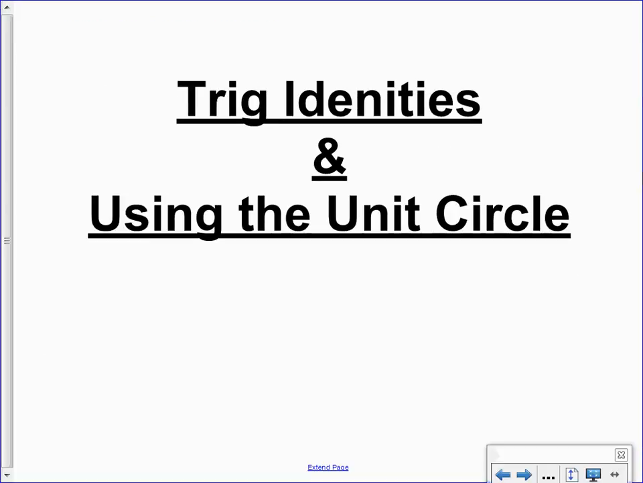We don't do the unit circle for nothing. We use it in conjunction with our trig identities. All the trig identities will be given to you on the IB test, I believe. They'll be on your formula sheet. This is not the IB formula sheet, but they're all on this formula sheet as well.